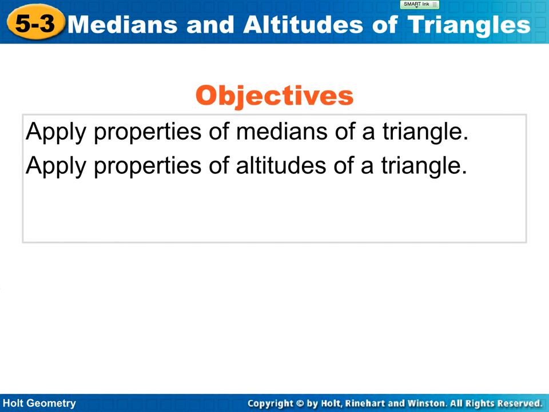As we continue on in chapter 5 today, we're going to talk about medians and altitudes, and then what they all three together make. So we've got a couple more centers to talk about today, or I shouldn't say centers, they're points of concurrency. What do I mean by concurrent?